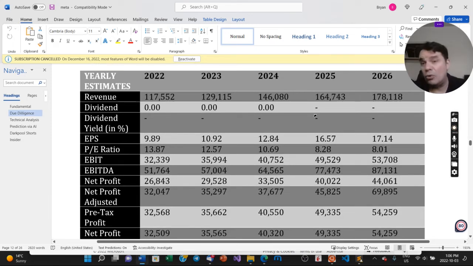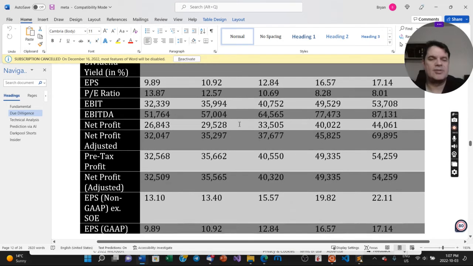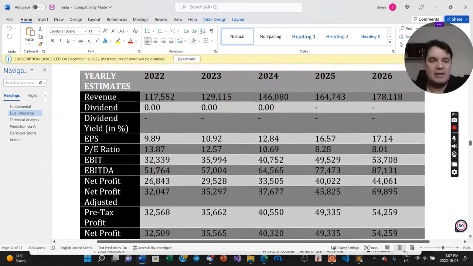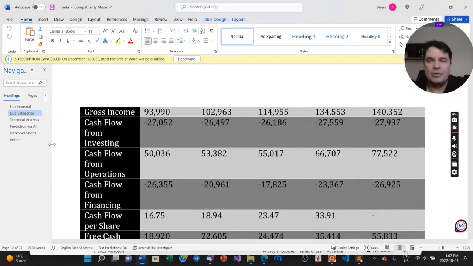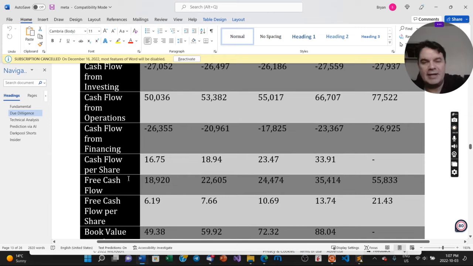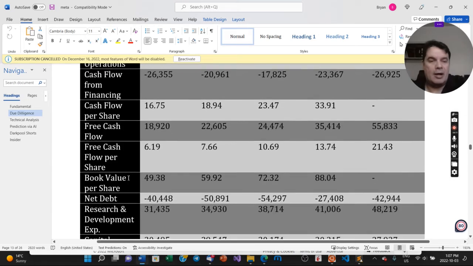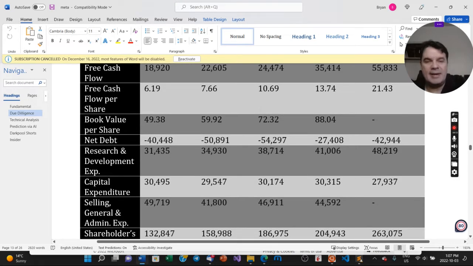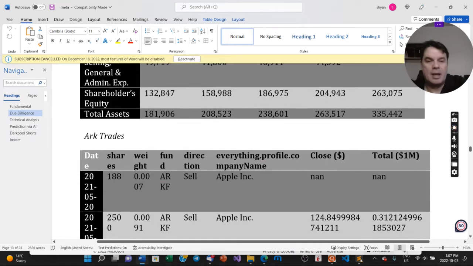Now, this is forward-looking, very important stuff, because this is how you gauge future growth with Facebook. So really powerful stuff here. Cash flow from operations, cash flow from financing, things like that, net debt, and so on.